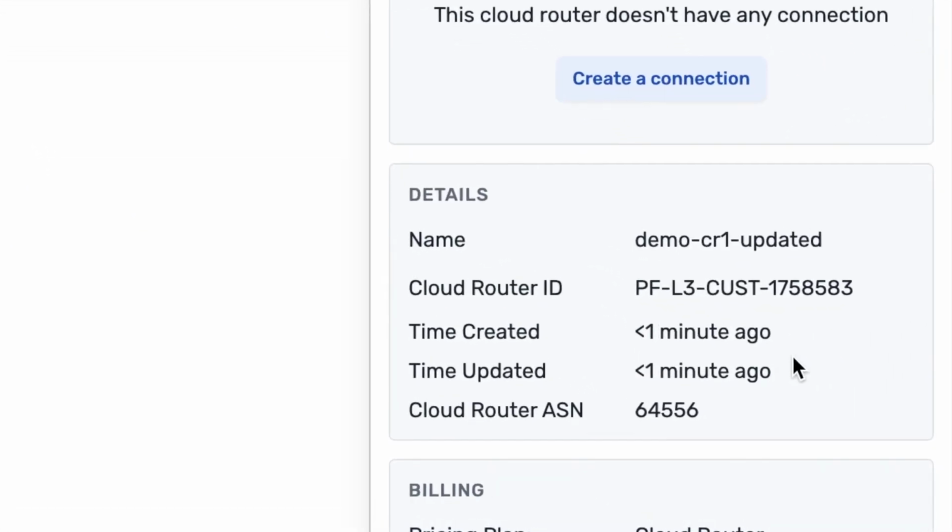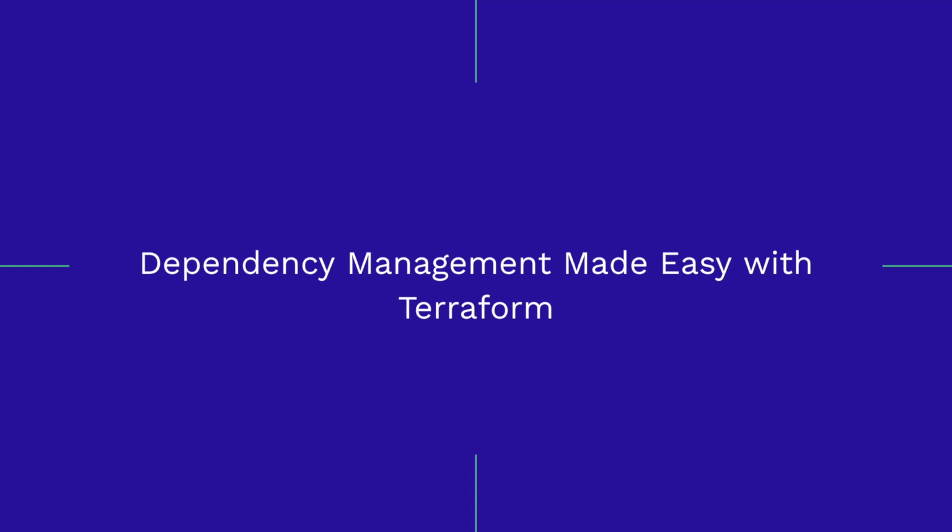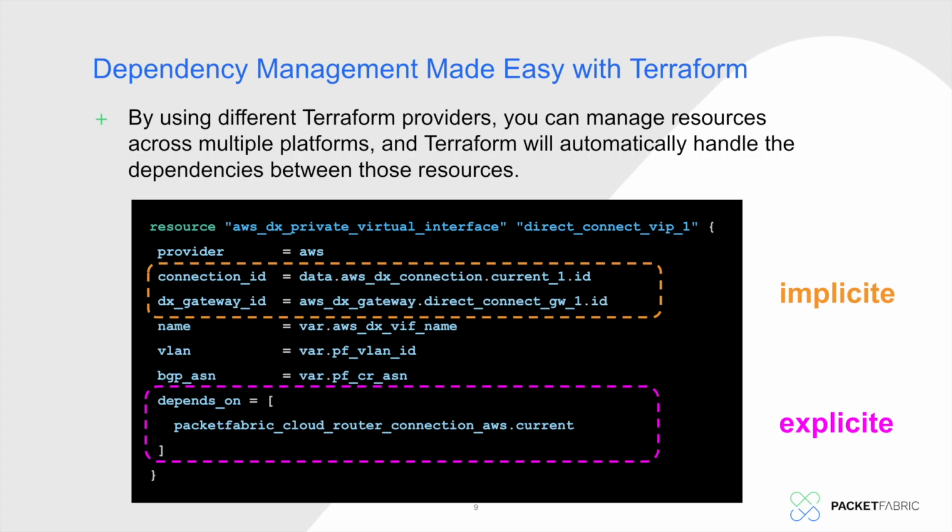Now let's talk about dependency management with Terraform. Terraform is known for its ability to handle dependencies between resources in a very effective way. So by using different Terraform providers, you can manage resources across multiple platforms, and Terraform will automatically handle the dependencies between those resources. And here on the screen, I show you 2 different types of dependencies, implicit and explicit. We're going to see that in the example.